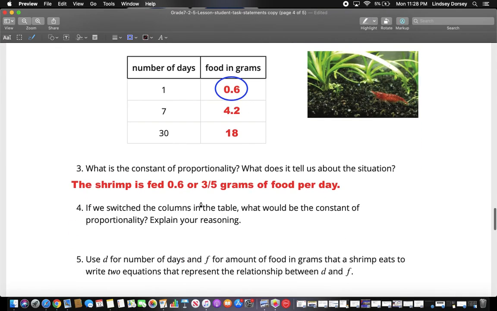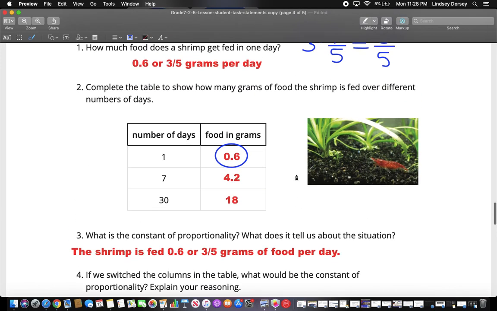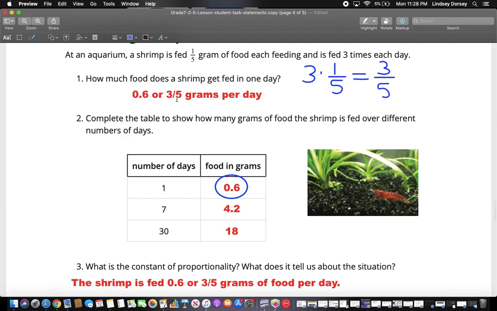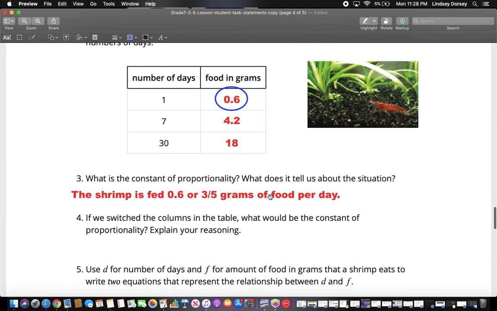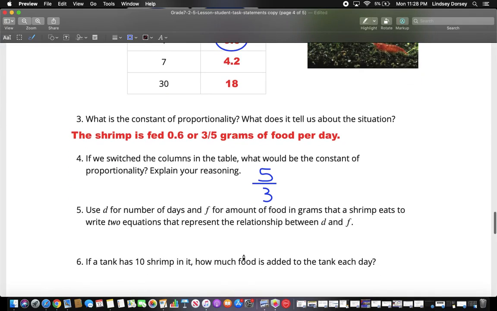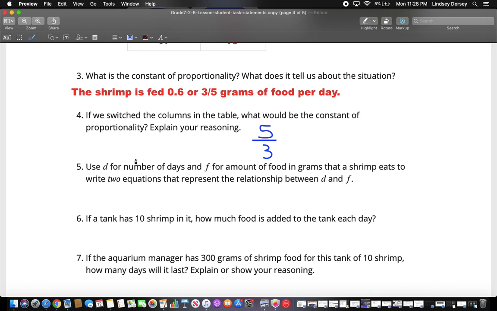Okay? So if we switch the columns in the table, what would be our new constant of proportionality? So before it was 0.6 or 3/5. So what would be the new constant of proportionality? Okay, so it would be 5/3. So our new constant of proportionality would be 5/3.